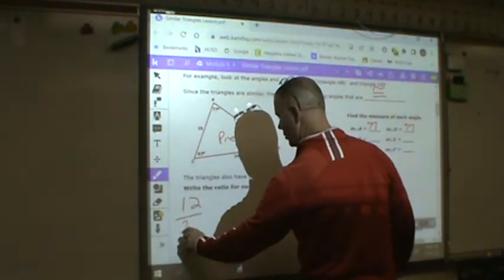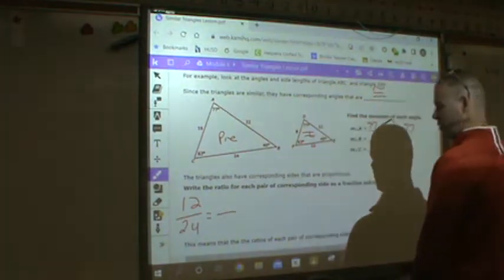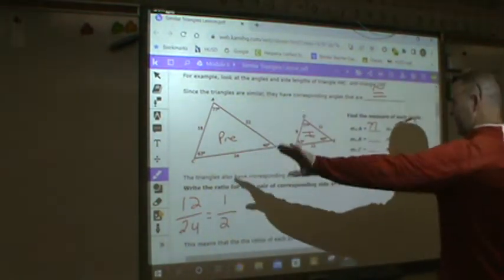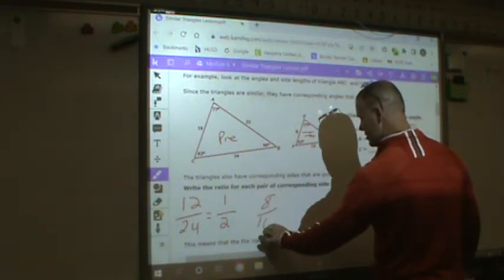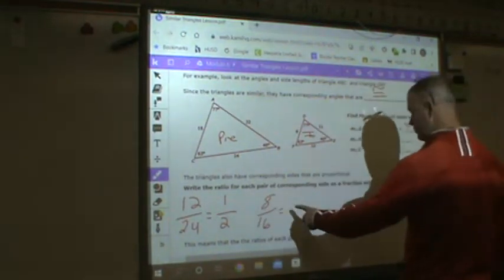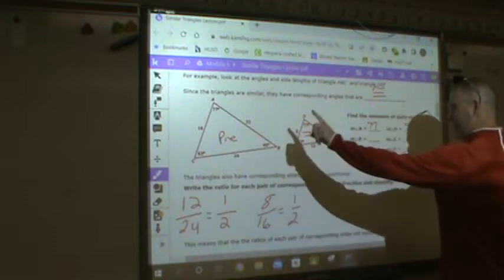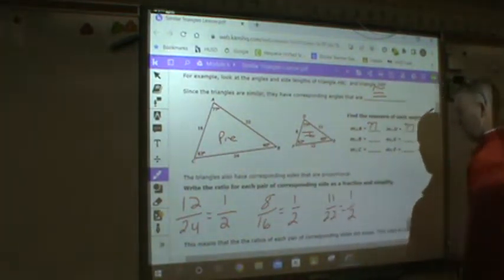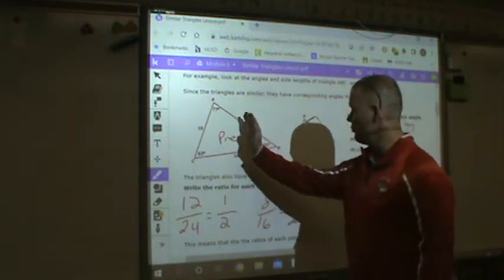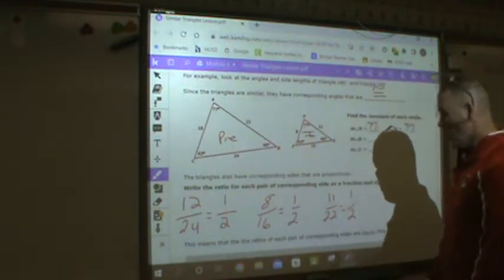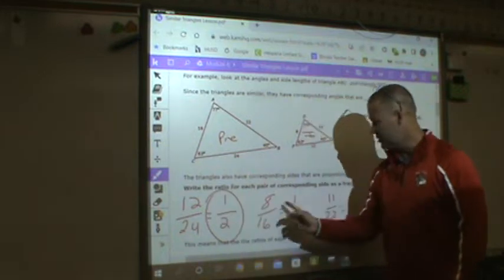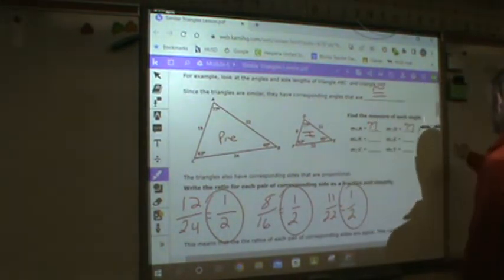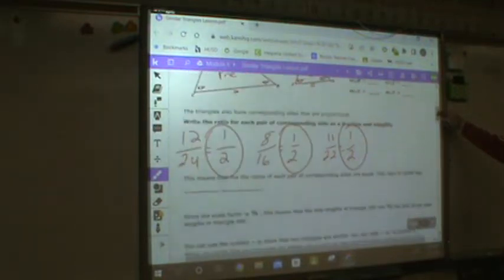I want to go image, again, image over pre-image. So 12 over 24. What does 12 over 24 reduce to? That should reduce to 1/2. Now I'm going to go left to left. 8 over 16. What does that reduce to? Yep, you guessed it, 1/2. And then I have 11 over 22, and that also reduces to 1/2. Now, why did I go image over pre-image and set them up this way? Because what do we call this 1/2 now? Now that we've found it, what do we call that? Yes, we call that our scale factor.